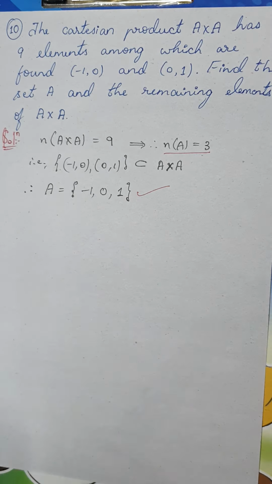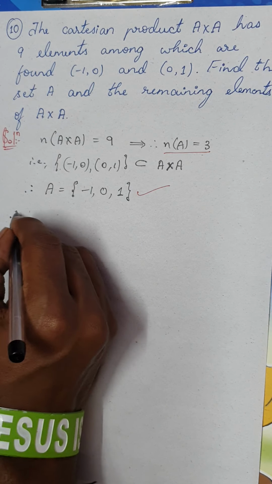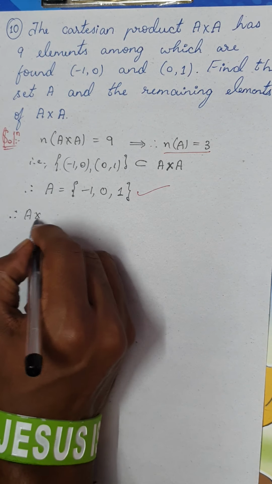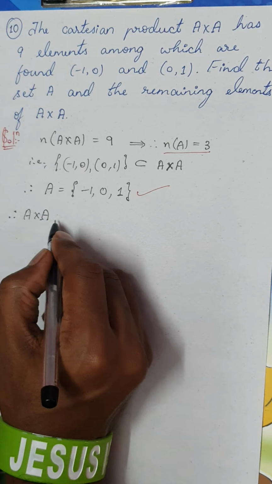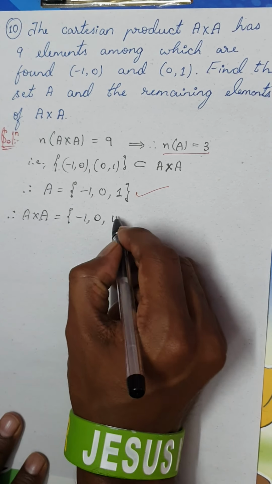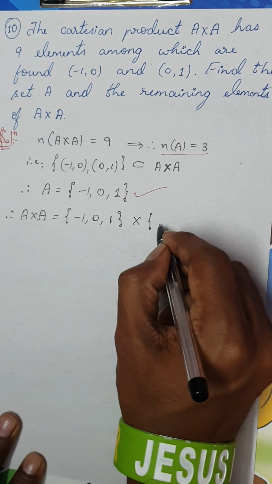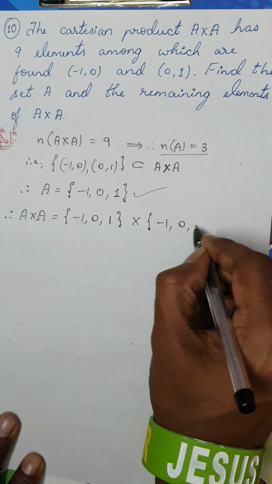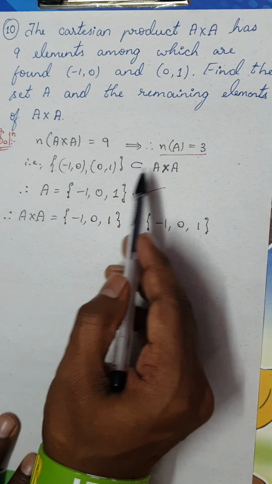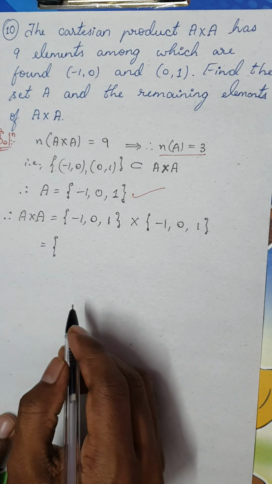Now let us find the remaining elements. That is, let us completely find out A cross A. Therefore we will get all the remaining elements along with these two. So A cross A is nothing but, let me write it down, the set -1, 0, 1 with cross product the same set -1, 0, 1. Remember, you have to have 9 elements here. Let us check which are those 9 elements.